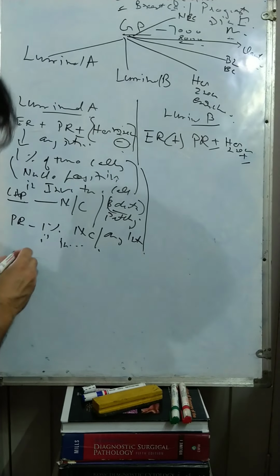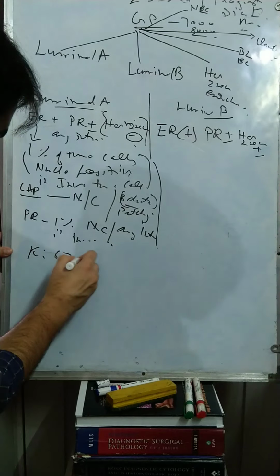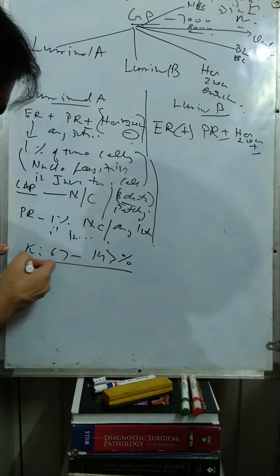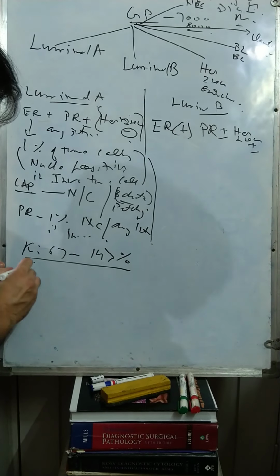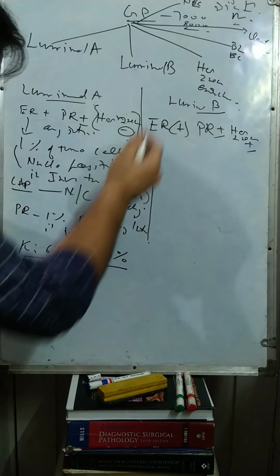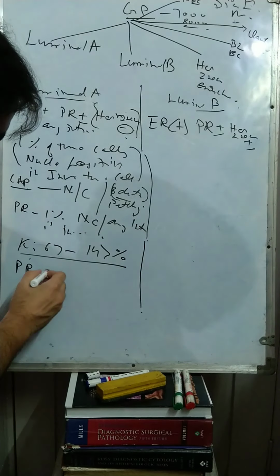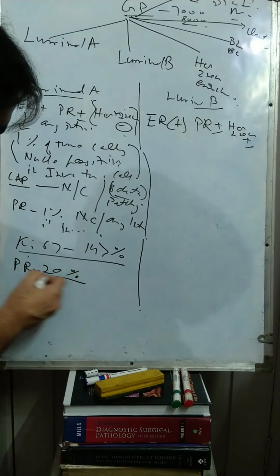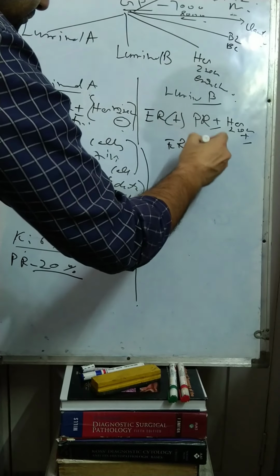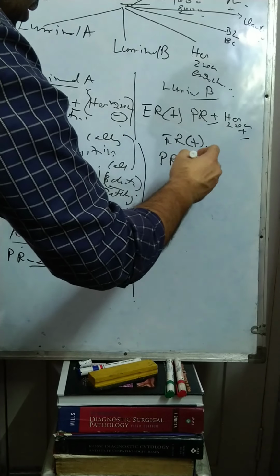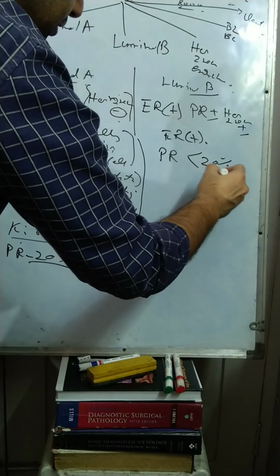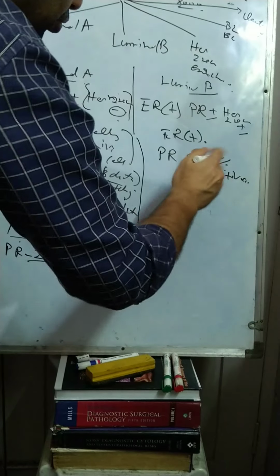Now coming to the Ki-67 index. Ki-67 is a surrogate marker for mitosis, usually less than 14% in case of luminal A. Another point to mention, in luminal A the PR is usually overexpressed as compared to luminal B, so in most cases it is more than 20%. In luminal B, ER is again positive, PR can be positive or negative, but usually less than 20% positivity. So it is expressed at low levels.